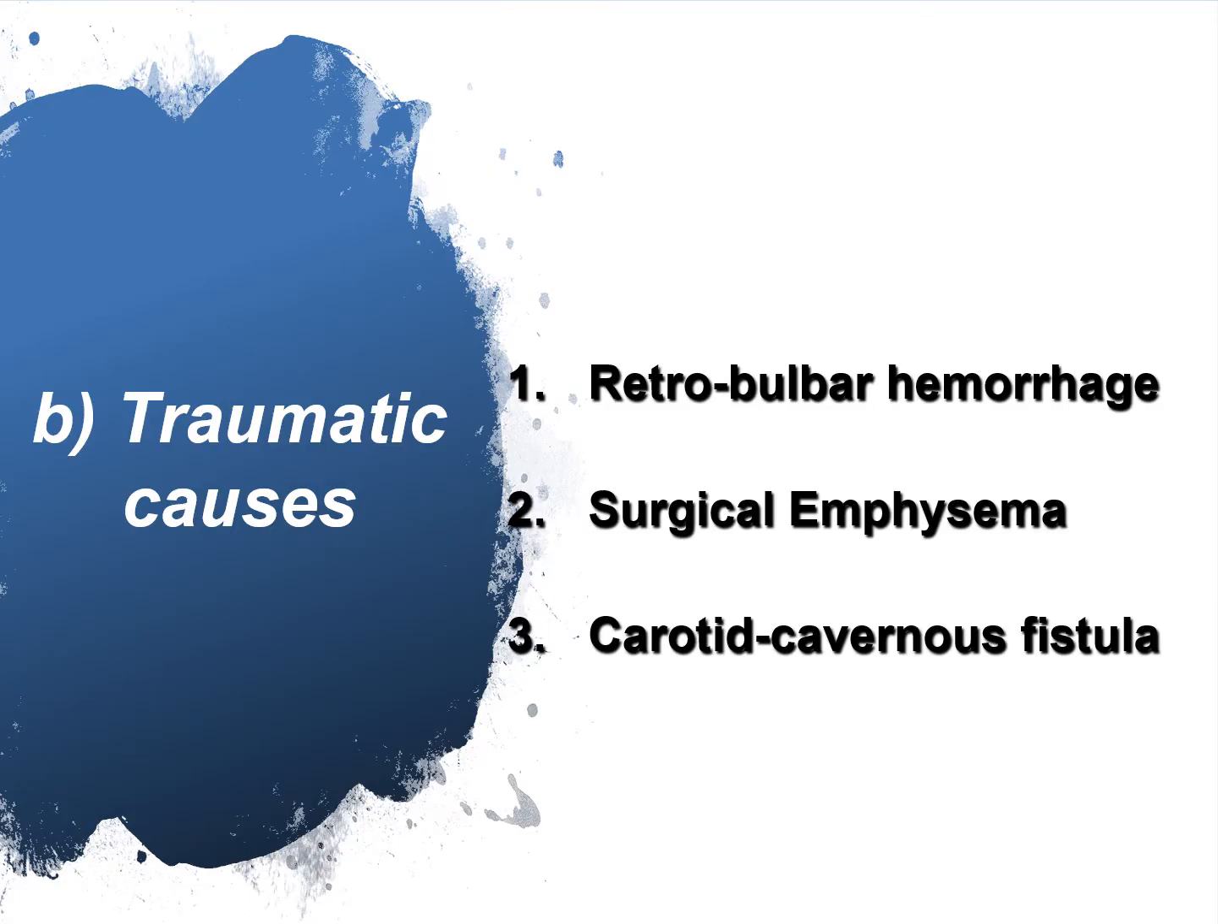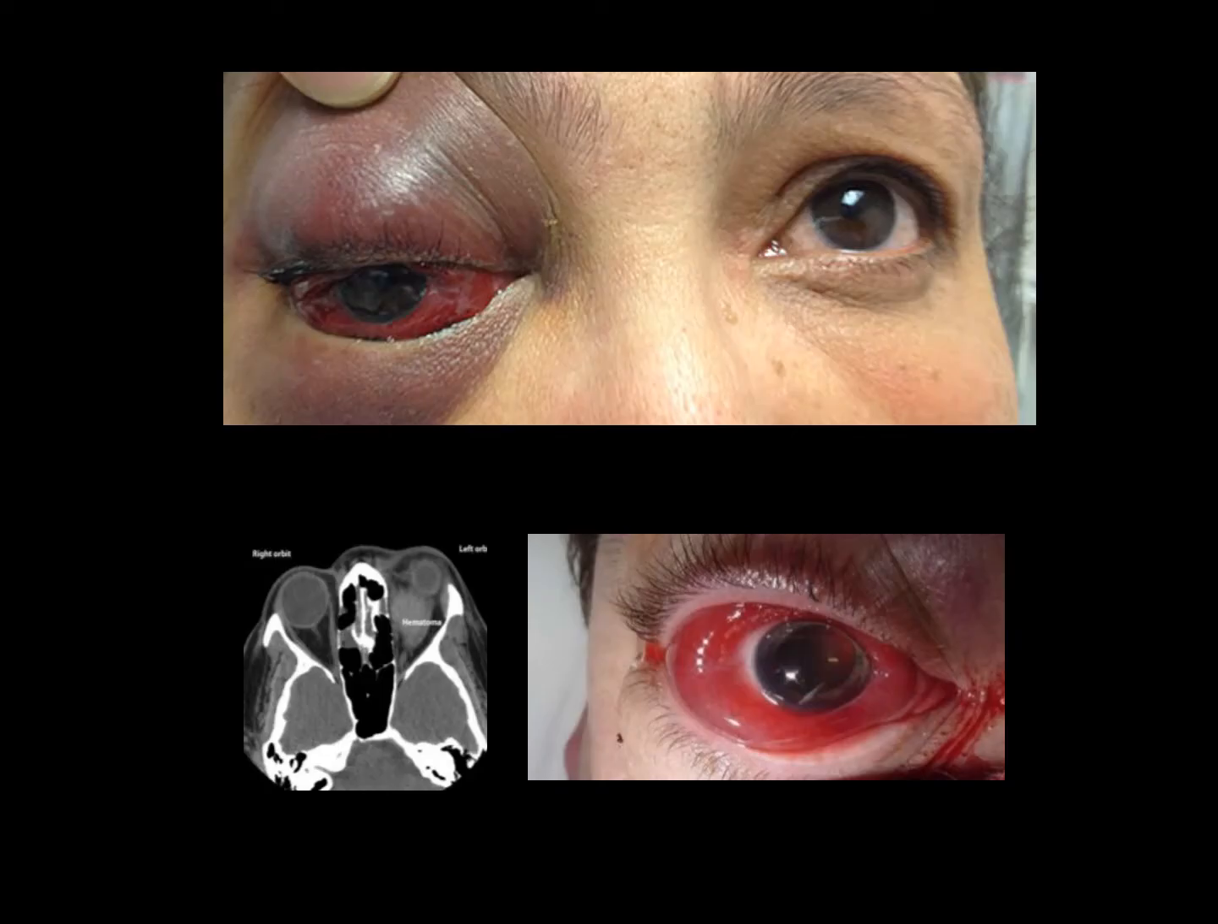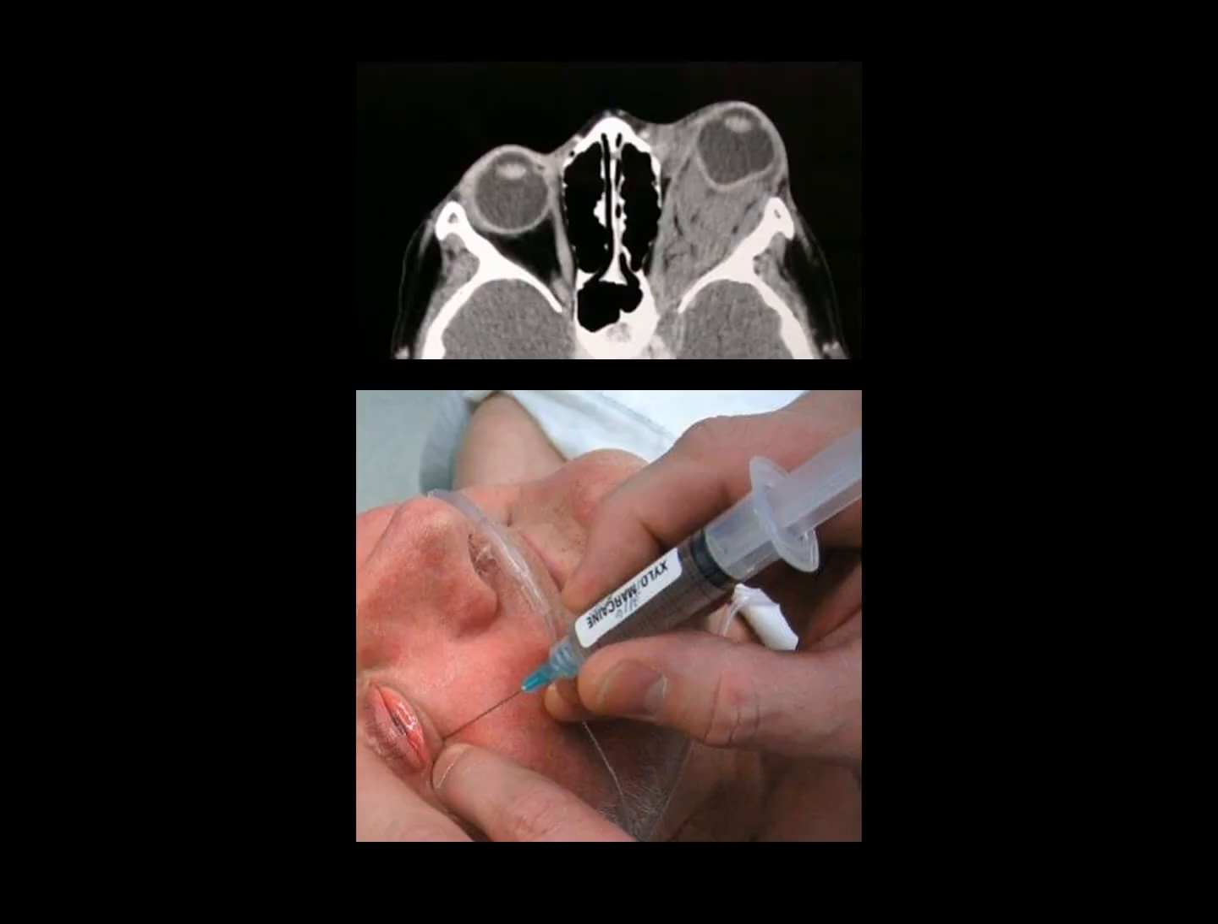Trauma can induce proptosis by many mechanisms. Damage of blood vessels can lead to the accumulation of blood inside the orbit. This can occur with direct eye trauma. Retrobulbar anesthesia that is used in many ophthalmic procedures can lead to iatrogenic retrobulbar hematoma.